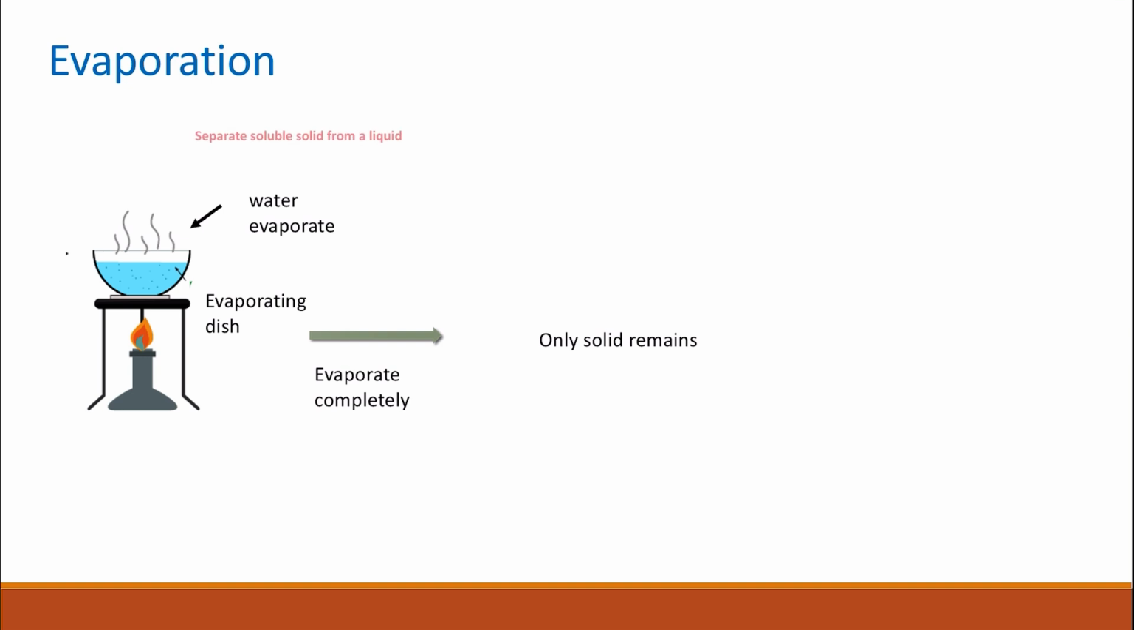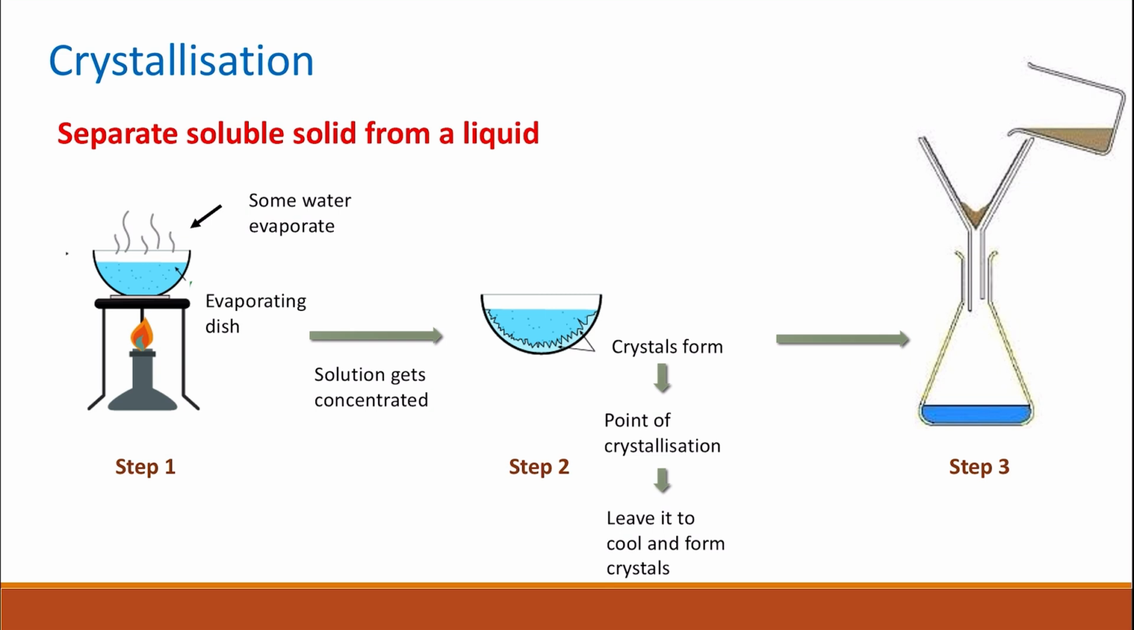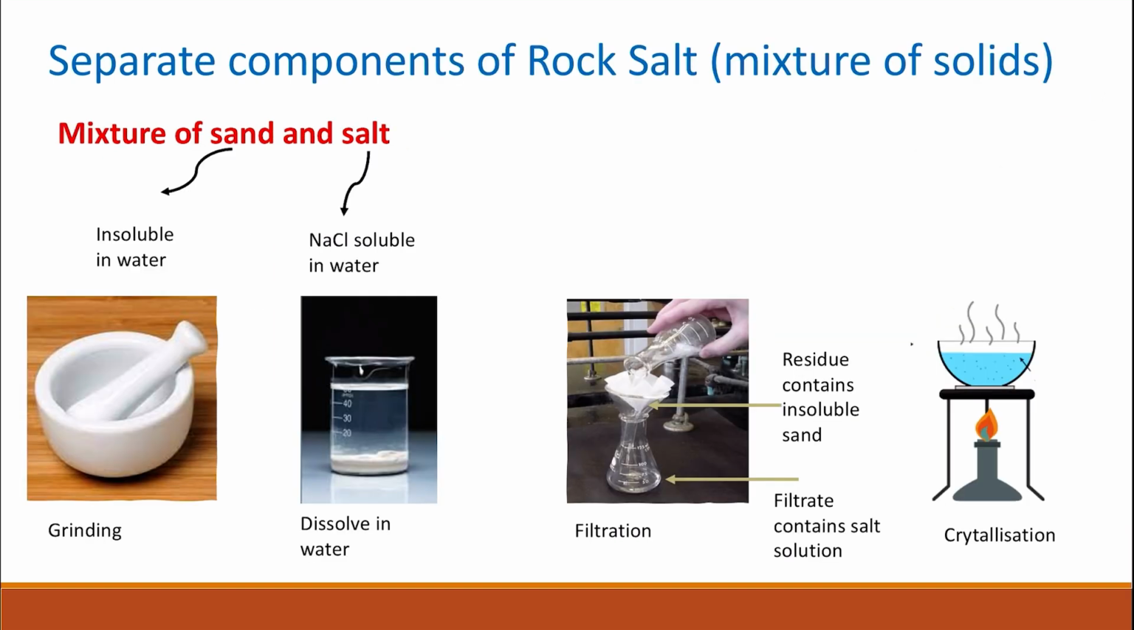And then if you have a soluble solid and a liquid, then you can separate the solid using evaporation. You evaporate the liquid completely and only the solid remains. Or you can use crystallization. In crystallization, you only evaporate part of the solvent until the point of crystallization where crystals start to form on the surface of the evaporating dish, and then you leave it to cool down and more crystals will form, and then you simply filter it.